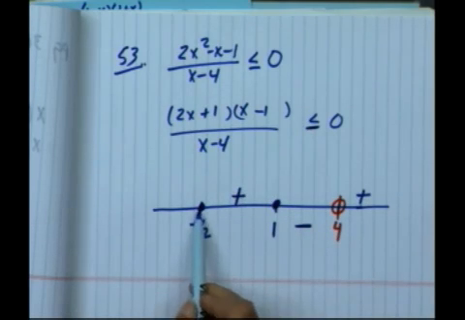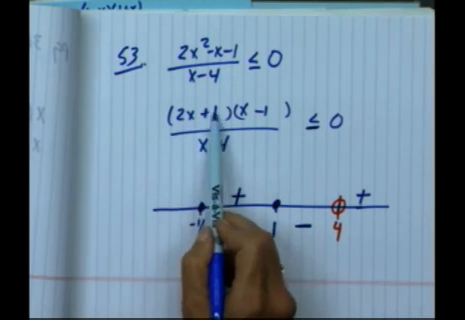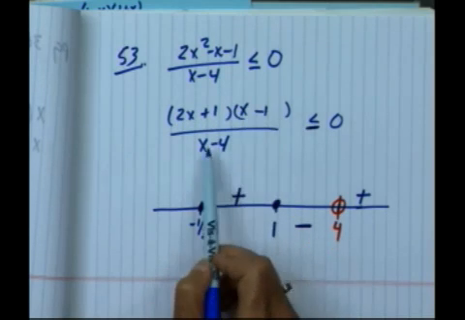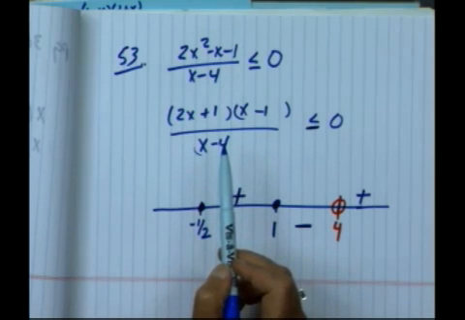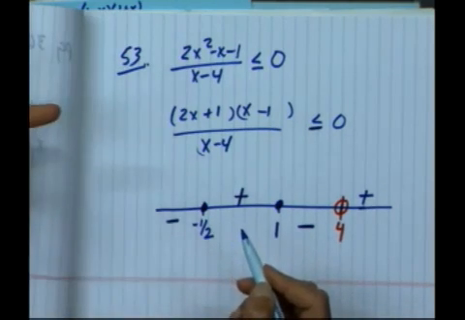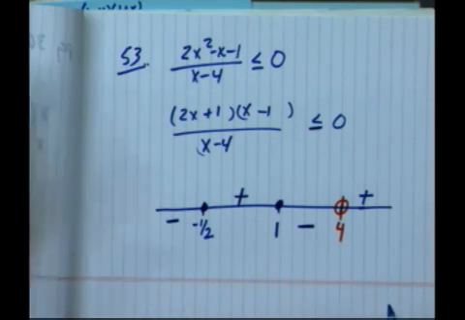And then a number less than negative 1/2, like negative 10. First factor is negative. Second factor is negative. Third factor is negative. So you got 3 negatives there, and it's going to be negative. Remember, division is the same thing as inverting and multiplying. So if you multiply an odd number of negatives, it's going to be negative.